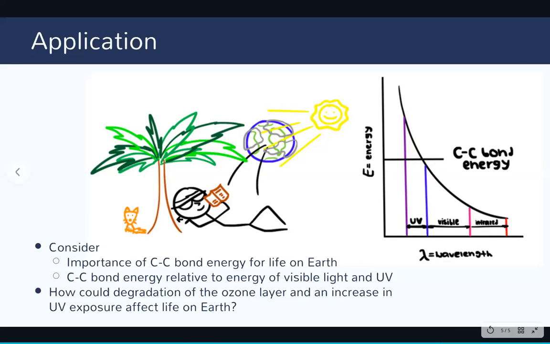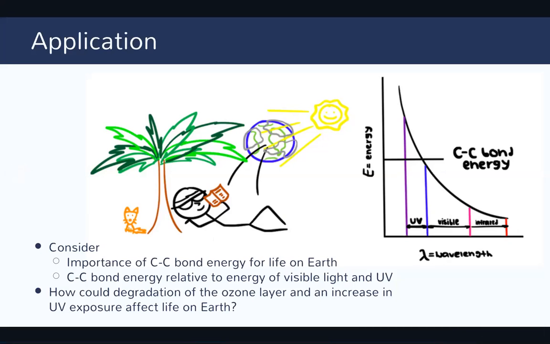Human organisms are made out of organ systems, which are made out of organs, which are made out of tissues, which are made out of cells, which are made out of organelles. And if we keep zooming in, all we're going to see are molecules and atoms. So I come back to the question, why is the stability of carbon bonds important for life on Earth?